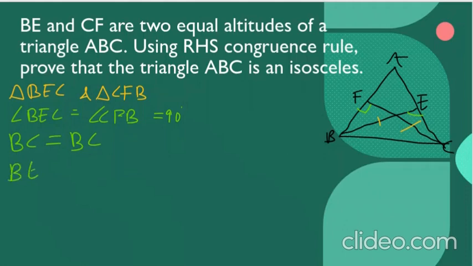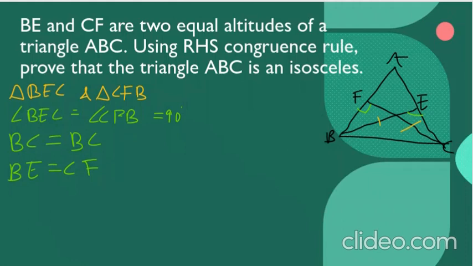And BE is equal to CF. Okay, it is given to me. BE and CF, they are the altitudes, so they will be equal to each other, right? Now what do I get? This is done. Now I'll take my RHS congruency criterion.